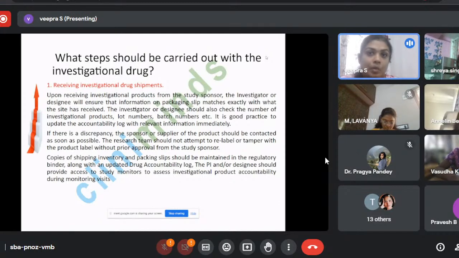For example, as per your IP shipment document, it is mentioned that 10 IP bottles are sent. So you have to count that the 10 bottles are present. Next, you have to check that the medicine code number present in the document and the one on the IP bottle label are the same. And the batch numbers and the expiry, everything should be the same in both the IP shipment document and the bottle. You have to verify. Clear?